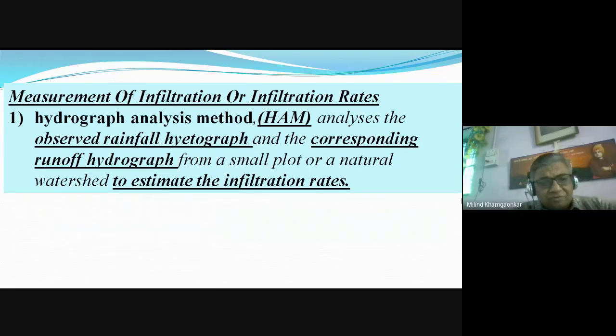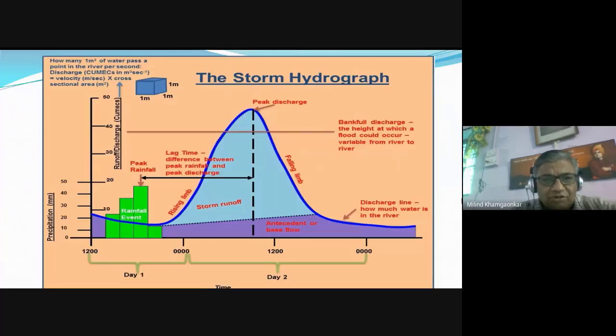Hydrograph analysis. In the hydrograph analysis method, the infiltrated water, which is called the base flow, is being separated out from this storm hydrograph, which is nothing but a graph between the duration or time and the runoff at a certain location, wherein the portion which is shown in dark blue is the infiltrated water.